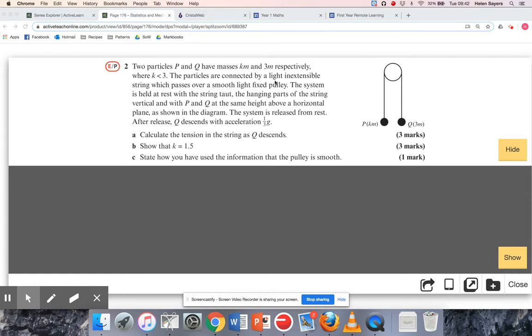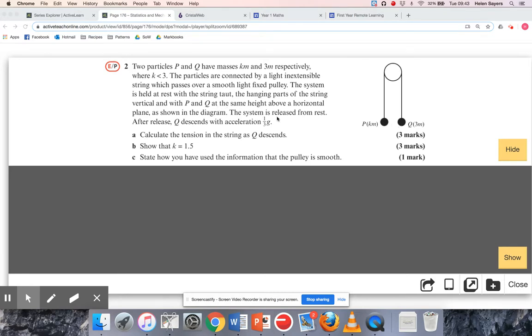They're connected by a light inextensible string, so when they do start to move, they're going to move with the same acceleration because the string won't stretch at all. If it's light, it means the tension will be the same throughout the string, and it's a smooth pulley, so we don't need to worry about any friction where the string is moving over the pulley. It's initially held at rest with the string taut, and P and Q start off at the same height, so it looks like they do in the diagram, but we need to be clear about that.